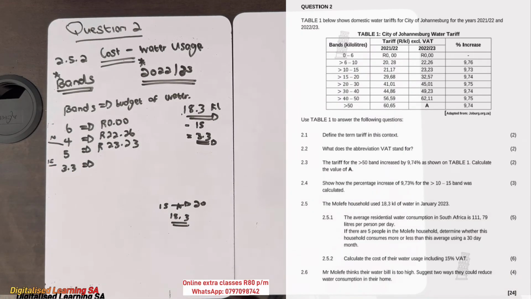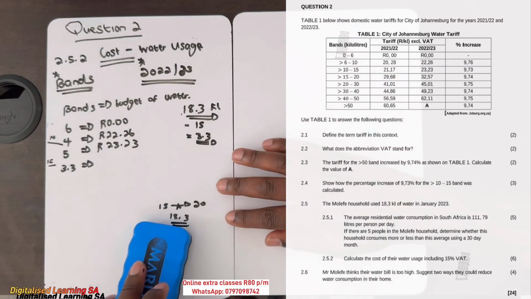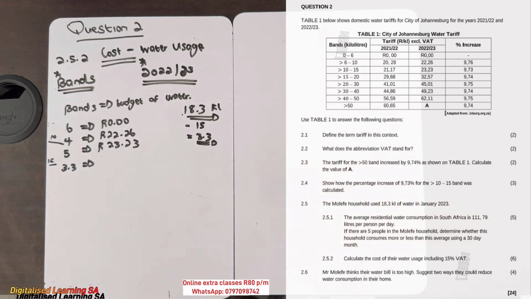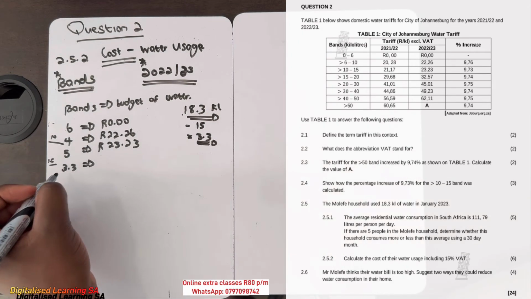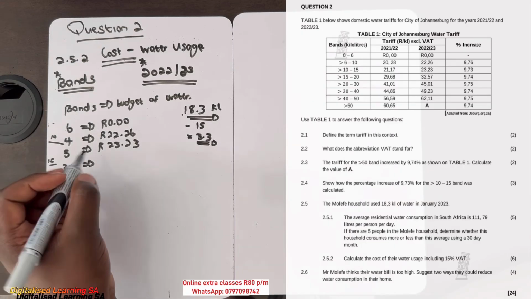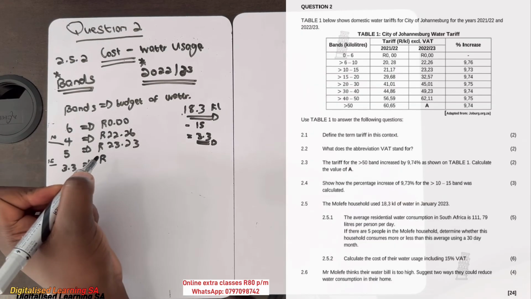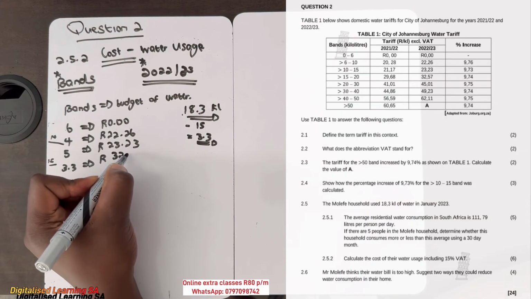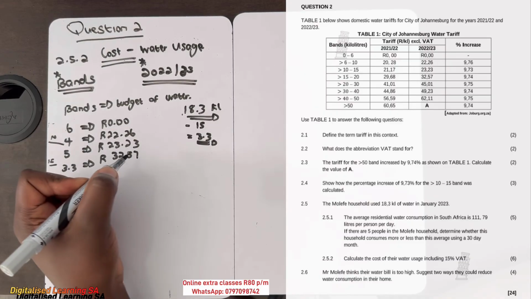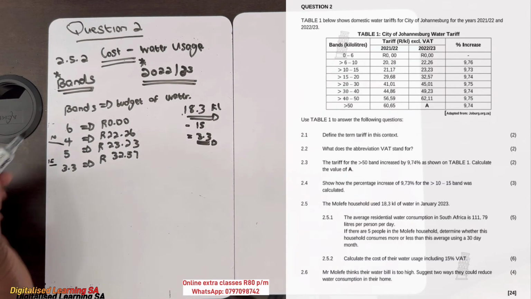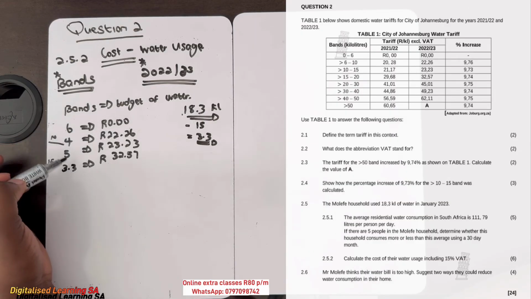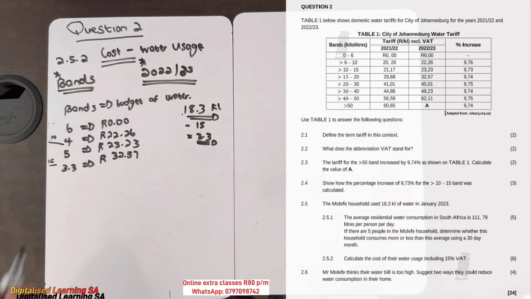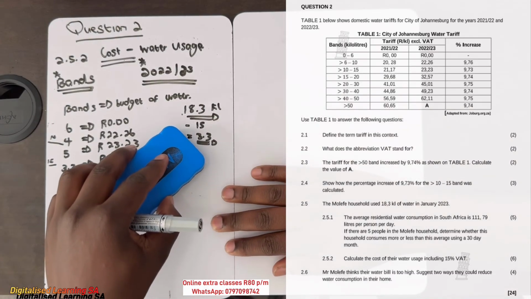So to do that, I hope you are following, guys. If you have comments, you can always drop them in the comment box below. So 3.3 cost 32.57. So to get our cost, we need to multiply these bands with the cost. And then let's do that quickly.